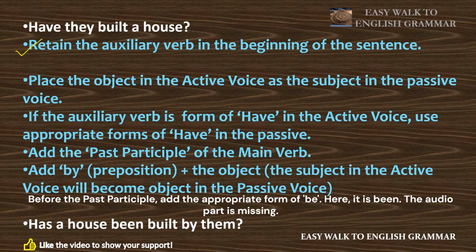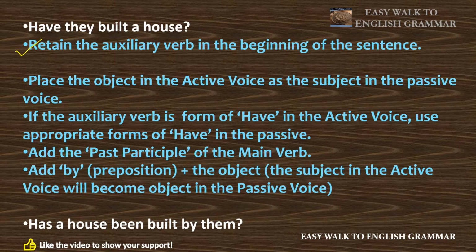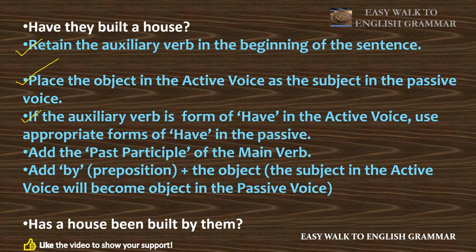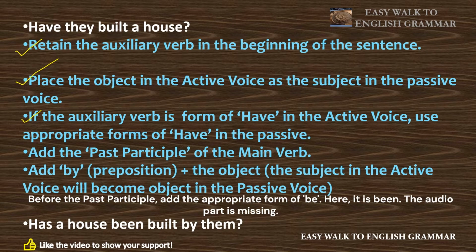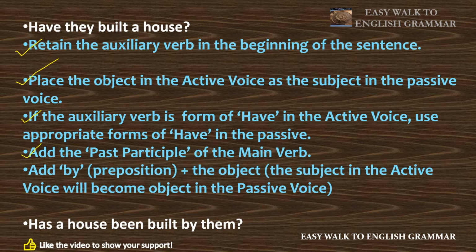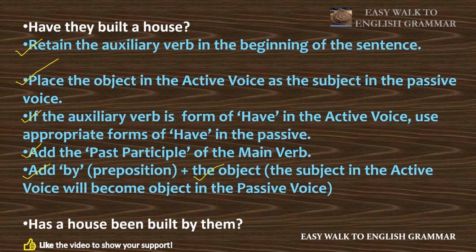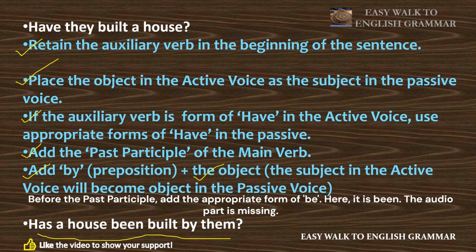Retain the auxiliary verb in the beginning of the sentence. Place the object in the active voice as the subject in the passive voice. If the auxiliary verb is a form of have in the active voice, use the appropriate form of have in the passive voice. Add the past participle of the main verb. Add by, the preposition, plus the object. The subject in the active voice will become the object in the passive voice. And here we get the passive voice: Has a house been built by them?